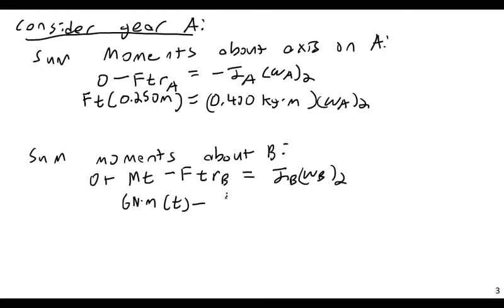Minus Ft times the radius, again, which is going to be 0.100 meters. And then the moment of inertia, if you calculate the moment of inertia, it will be 0.0192 kilogram meter squared.